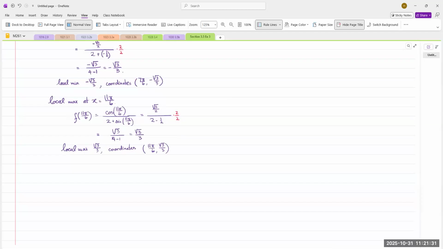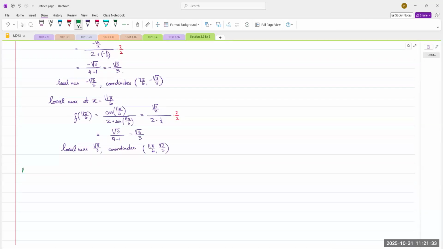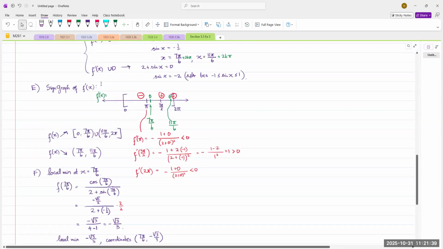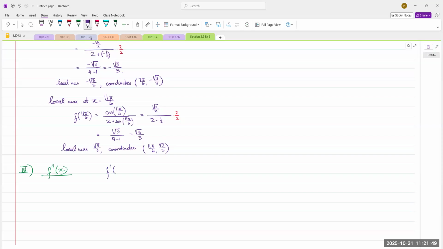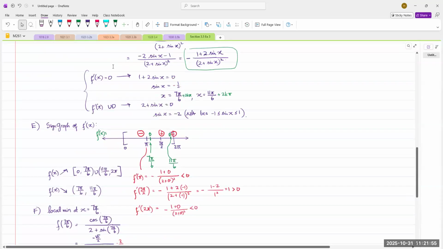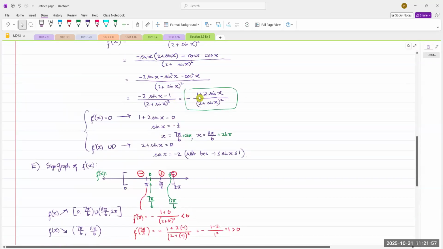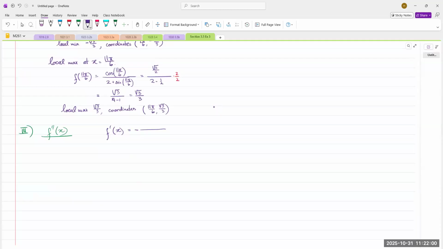Now the third stage, the second derivative. What did I use earlier? Our first derivative was, I don't remember, I know it has something to do with negative. Where's that? Negative of 1 plus 2 sine x over 2 plus sine x being squared.